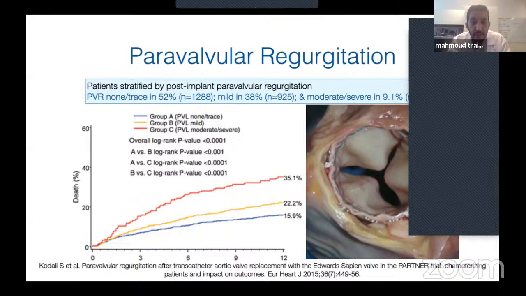So this is from the PARTNER trials looking at the presence of paravalvular leak and prediction of outcomes. And it's not a benign finding. Paravalvular leak is a very malignant process. Even the presence of mild paravalvular leak conferred almost 50% increased mortality versus none or trace, and moderate to severe paravalvular leak more than doubled mortality in patients. So this is an important issue when planning and deciding on TAVR, especially as we start talking about lower risk patients, is to avoid that paravalvular leak.